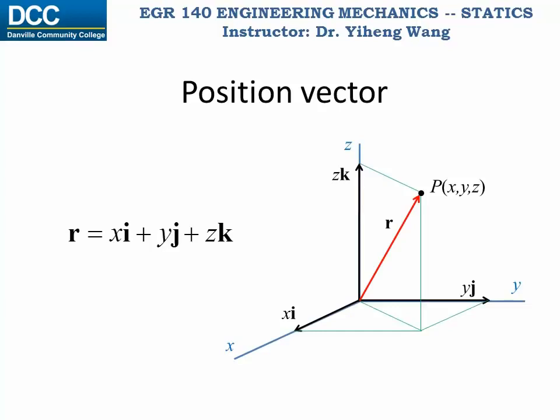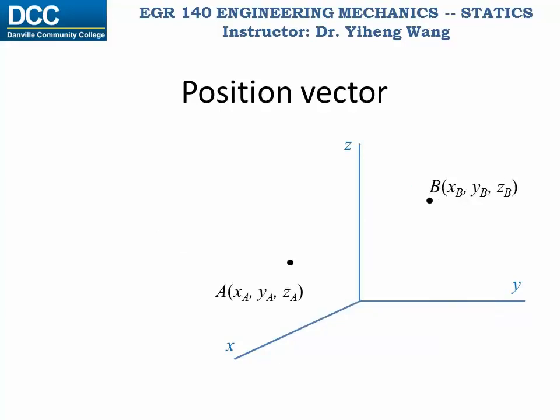In an established three-dimensional Cartesian coordinate system, if a point P has coordinates of x, y, and z, then its position can be expressed by its position vector r, which starts from the origin and ends on point P. As a Cartesian vector, r can be expressed as xi plus yj plus zk.